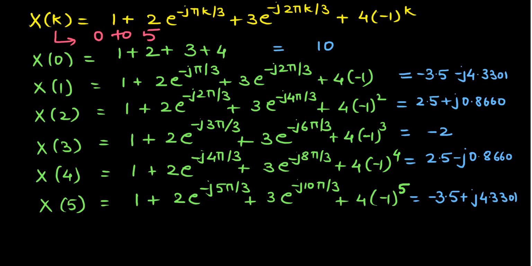So now again we need to repeat the same process, that is substitution of the k value from 0 to 5. So when we substitute it as 0, we obtain the value as 10. Similarly, when we substitute it as 1, we obtain it as minus 3.5 minus j 4.3301. If we have k equal to 2, we obtain the DFT as 2.5 plus j 0.8660. If we have k equal to 3, the value is obtained as minus 2.